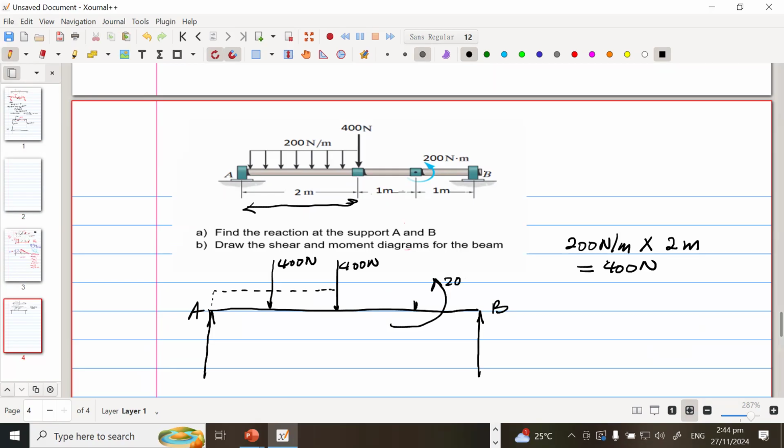At this point, I have a moment here, so any moment calculation involves this. This is now AY, and this is now BY.